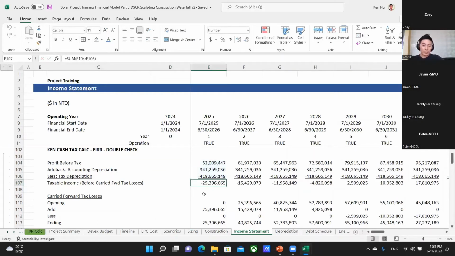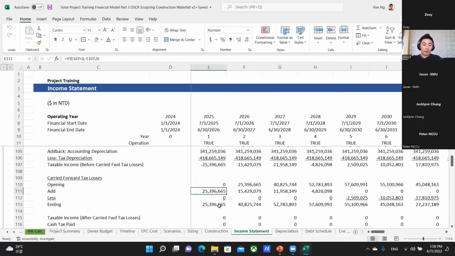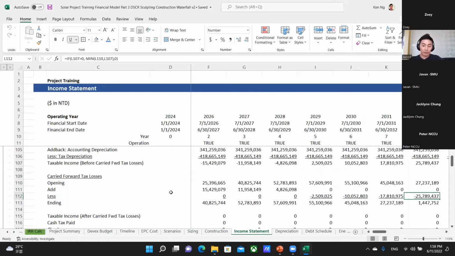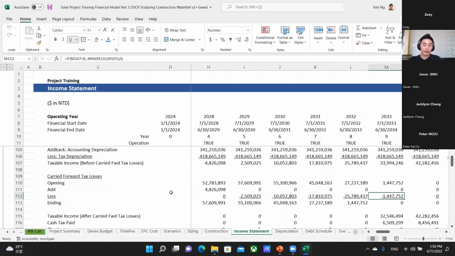As you can see, in the initial years, we're making a loss, right? We're not actually making a profit. Which means that the government will allow you to carry forward those tax losses, which is what this is. So to the extent that we're making a loss, it's being stored away in our carry forward tax loss account. In a subsequent year, when we are making a profit, then we would have that profit being deducted from our carry forward tax losses until we've fully used these tax credits.